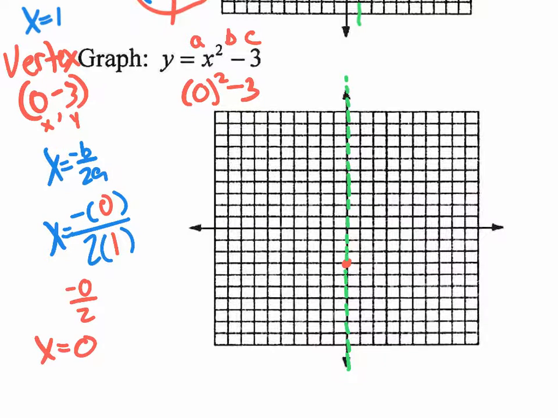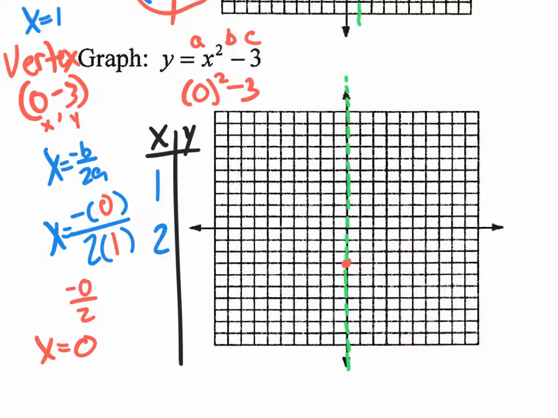Let me move on to an XY table now. Okay? Now, would it be smart for me to plug in 0? No, why not? Because I already did. I plugged in 0, got out a negative 3. So let's pick 2 points that are on the same side of the axis of symmetry. Give me a value for x. Do you want to go negative 1, negative 2, or do you want to do 1 and 2? 1 and 2 that are both on the right side. You want them on the same side. So let's go 1 and 2.